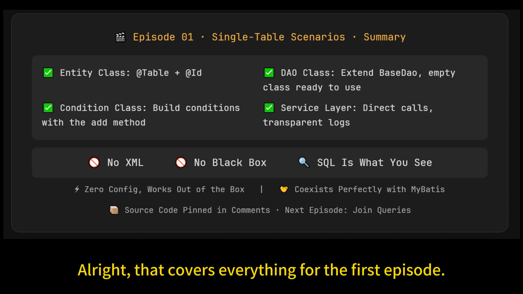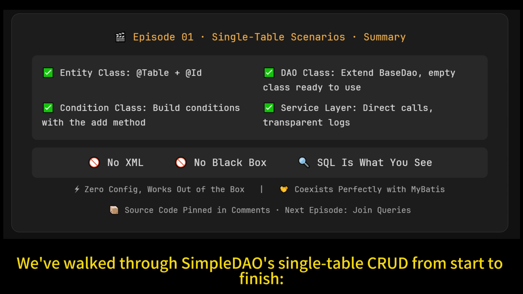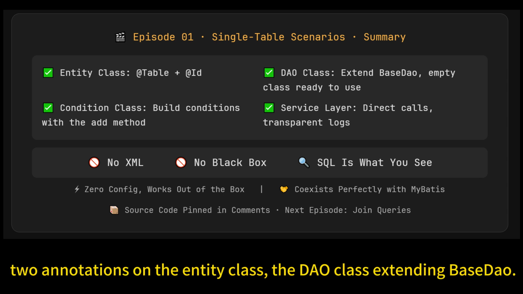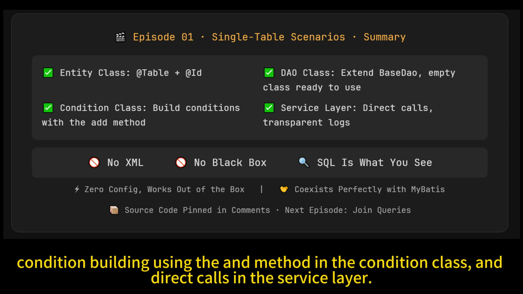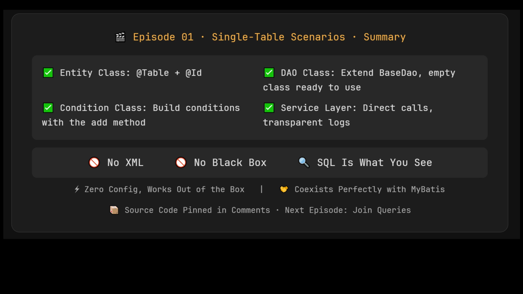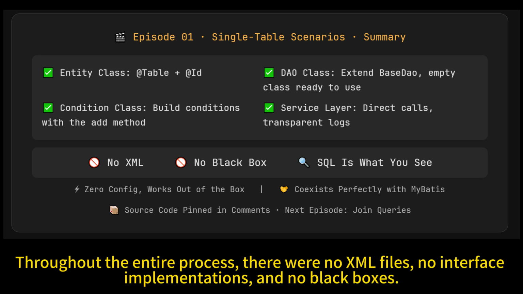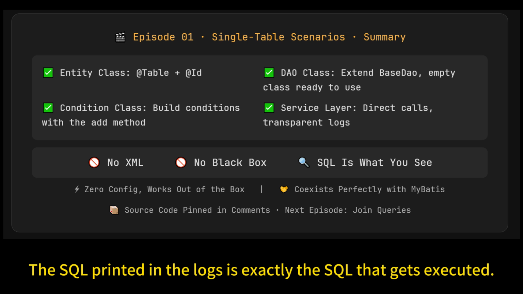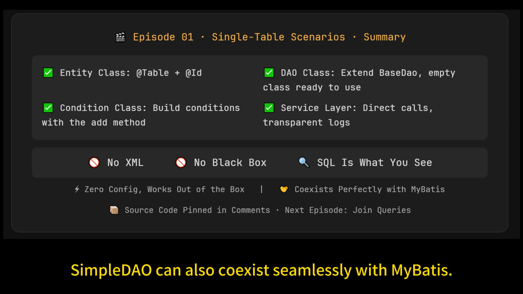Alright, that covers everything for the first episode. We've walked through SimpleDAO's single table CRUD from start to finish. 2 annotations on the entity class, the DAO class extending BaseDao, condition building using the and method in the condition class, and direct calls in a service layer. Throughout the entire process, there were no XML files, no interface implementations, and no black boxes. The SQL printed in the logs is exactly the SQL that gets executed. SimpleDAO can also coexist seamlessly with MyBatis.